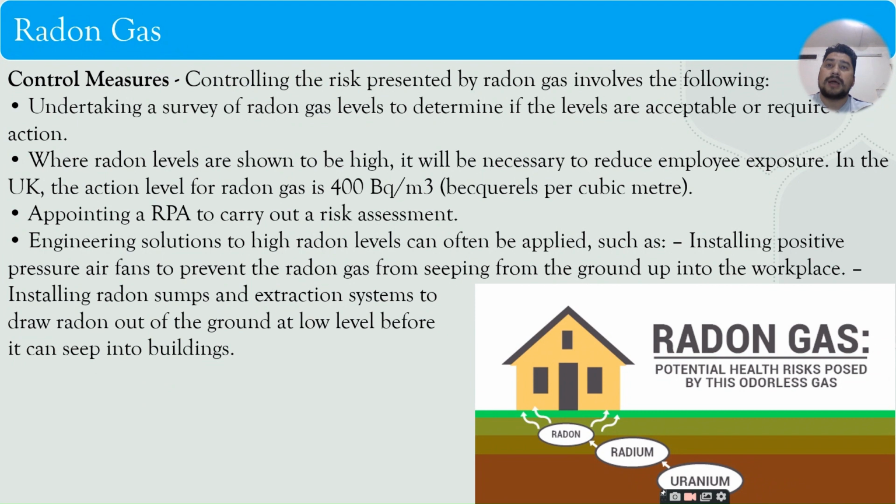Appointing an RPA to carry out a risk assessment. Engineering solutions to high radon levels can often be applied, such as installing positive pressure air fans to prevent the radon gas from seeping from the ground up into the workplace. Installing radon sumps and extraction systems to draw radon out of the ground at low level before it can seep into buildings. So wherever you have the risk of radon gas, you have to use engineering controls also. And before you start any work, you need to do some testing also to make sure that people who come into contact with the radon gas are not at high risk from this radon gas.